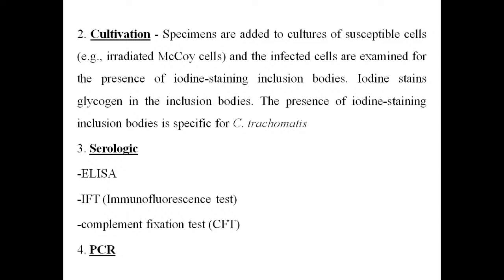The most important methods for diagnosis of chlamydia infections are serological tests and PCR. The most important is PCR. It is the only method that is widespread today for diagnosis of chlamydia infections. When PCR is not available, we may use serological tests like ELISA, immunofluorescence test, and complement fixation test.